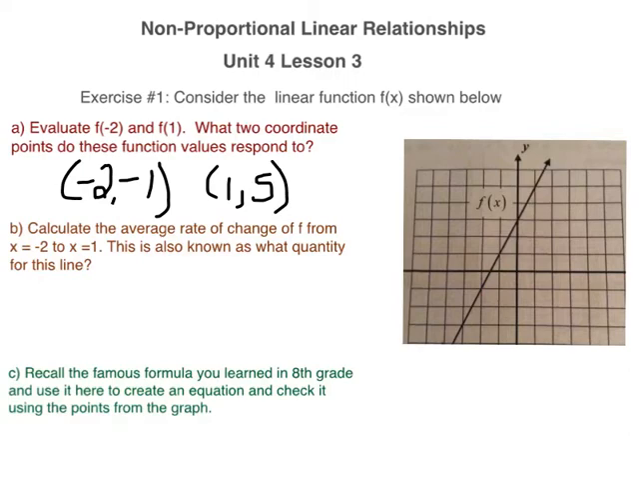Now it says calculate the average rate of change from x equals negative 2 to x equals 1. This is also known as what quantity for this line? Well, we're talking rate of change, and now we're going to be discussing the word slope. So they're asking you to find the steepness of this line. We're going to do that by using the same formula we learned with the rate of change.